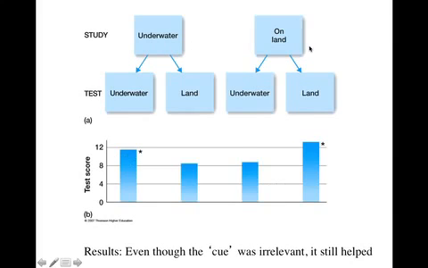And the basic results were that people who studied the list underwater remembered it better when they were later tested underwater than when they were tested on land. And the opposite was true as well. For those who learned it on land, they were better at remembering it when they were on land versus when they had to remember it underwater. So even though the cue is irrelevant, being underwater had nothing to do with the word list. It's the exact same word list. Just being in the same situation allowed people to remember better.